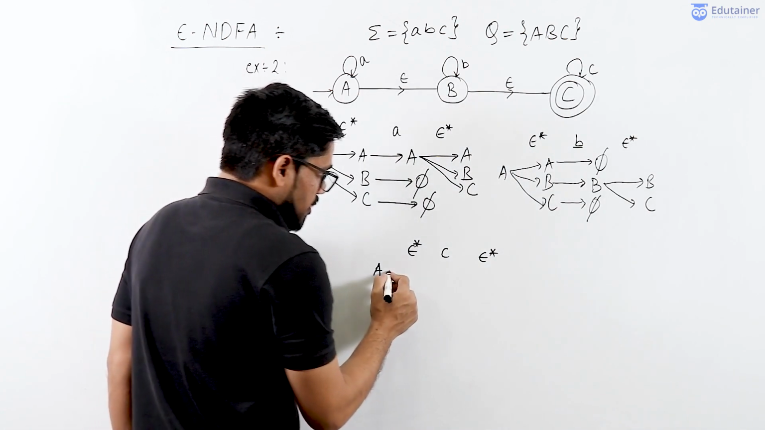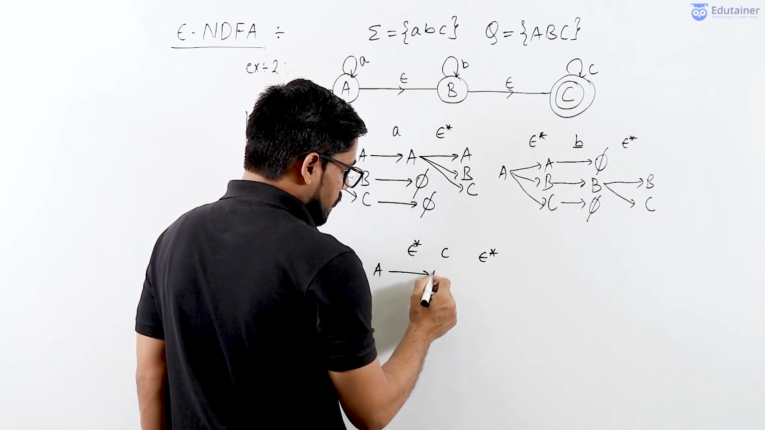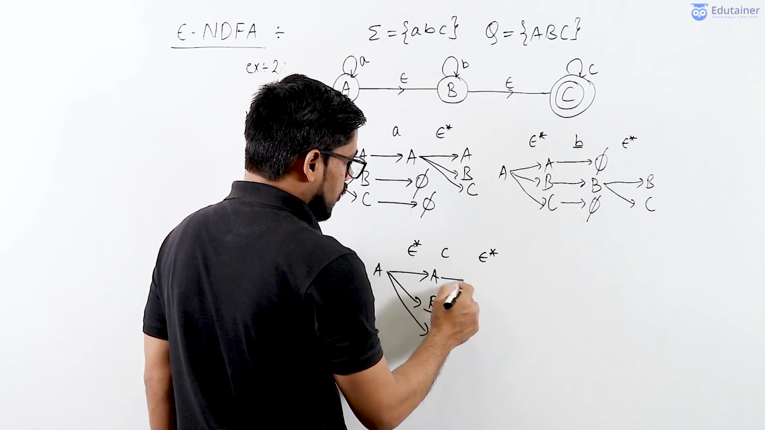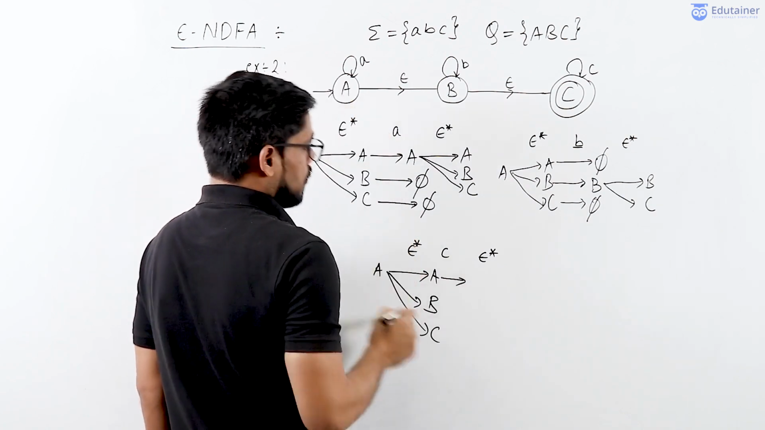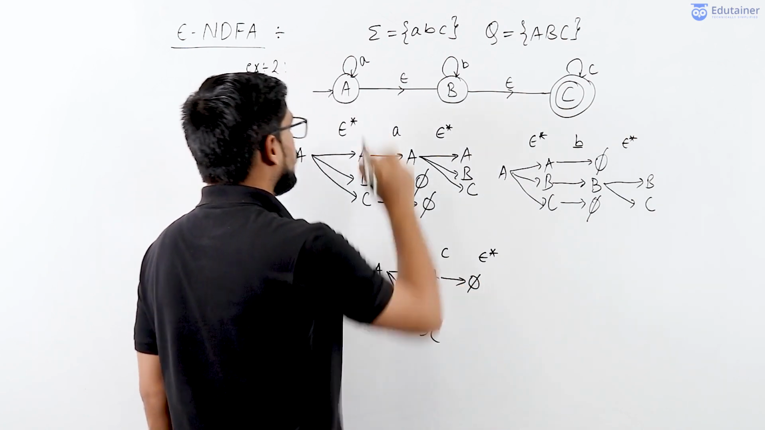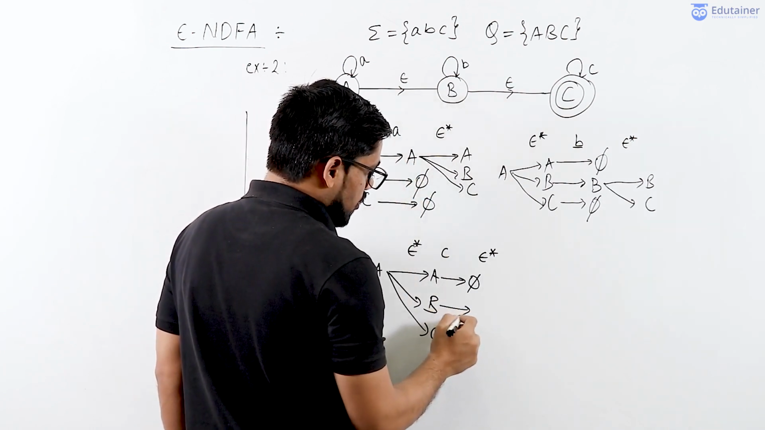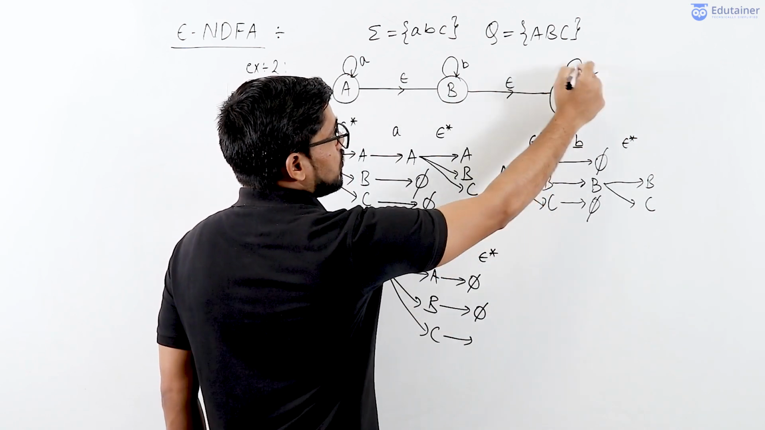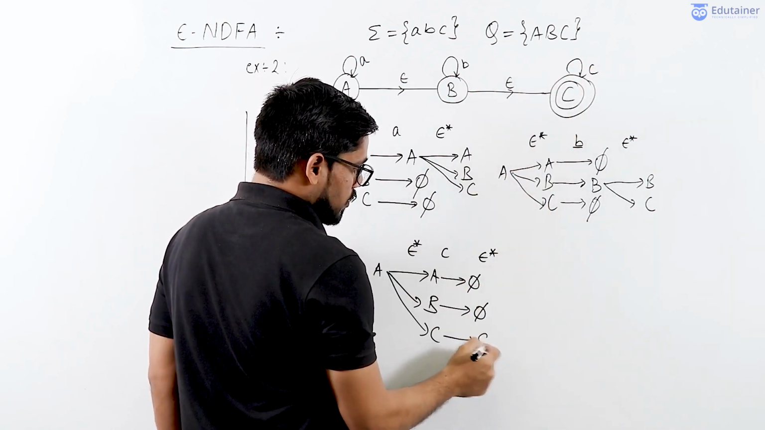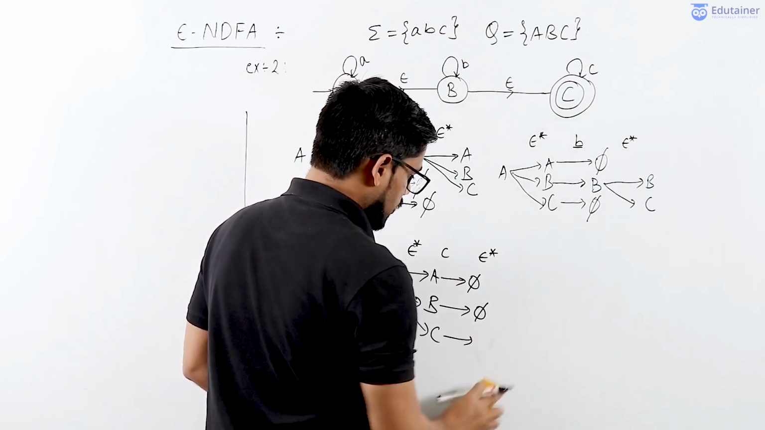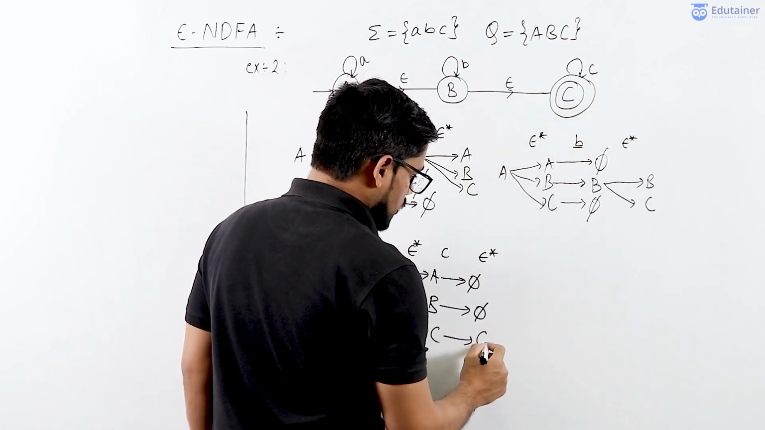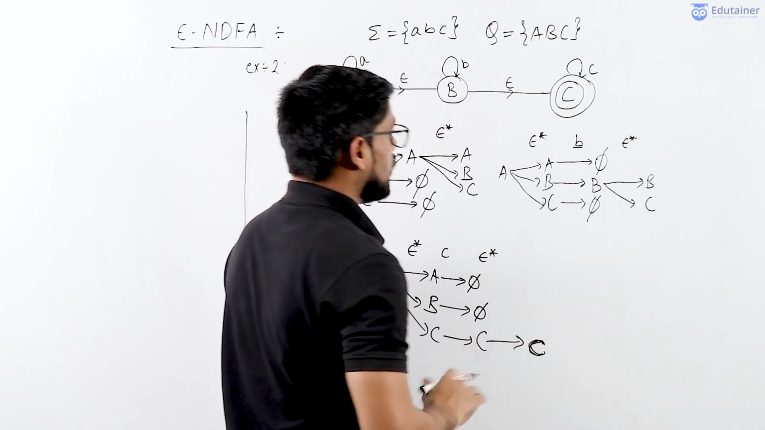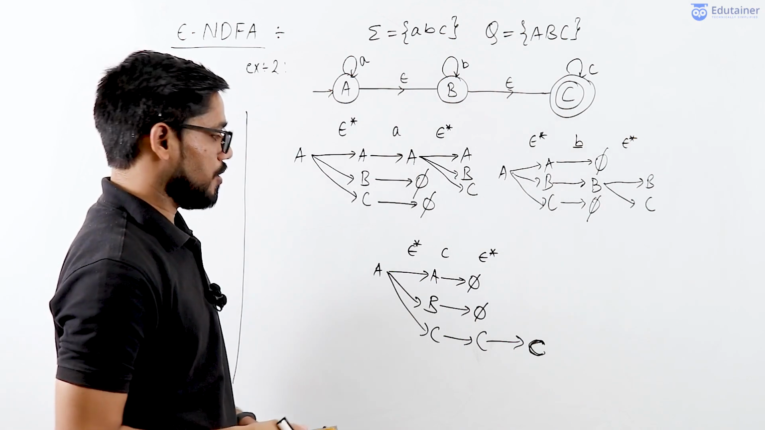Now the last input alphabet c. A on epsilon star will go to A, B and C. A on input symbol c will go to phi because there is no move defined for input alphabet c. Similarly, B on c will be phi, and C on c, there is a move defined here. So C on c is capital C. C on epsilon star will go to capital C. That's it. There is no move defined for any other epsilon symbol.